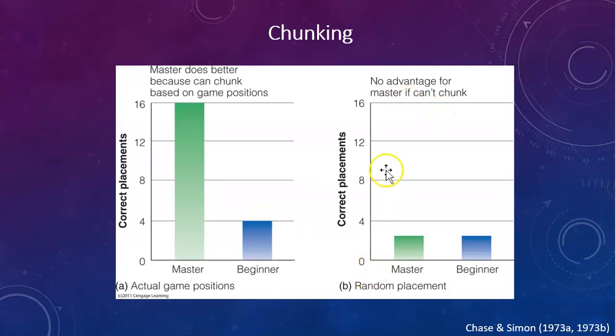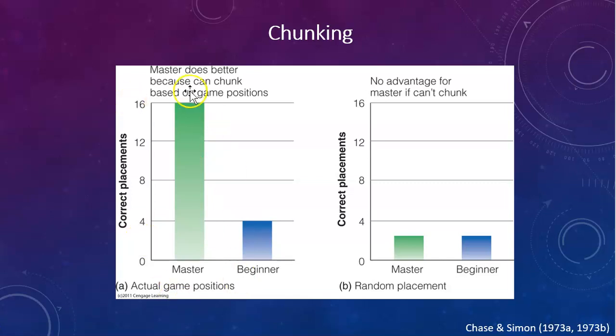Now, if we take away the advantage of a master, so if we just randomly place pieces on the board that aren't an actual game position, then the masters can no longer use chunking because they can't use their previous knowledge. You can't group things in a meaningful way. So now you can see how the master and the beginner are on an equal playing field.